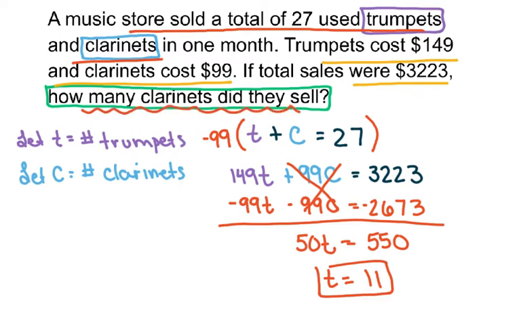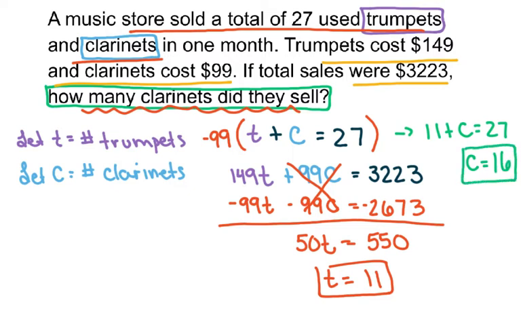No, it does not. Had we eliminated the trumpets and just used the clarinets, we would have gotten our answer right away. I purposely did it that way so you can see that you always need to make sure you are answering the question. So now I'm going to substitute that back into that smaller equation. So I'm really going to have 11 trumpets plus C equals 27, and I need to find the number of clarinets. So 27 minus 11 gives me 16. So they sold 16 clarinets.